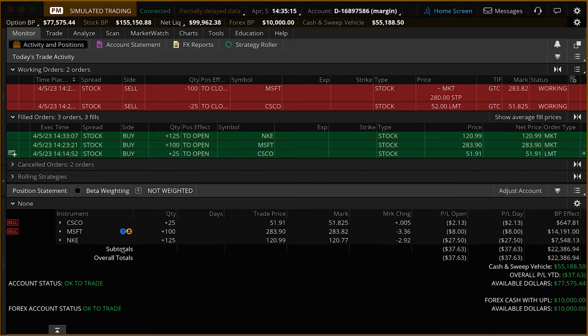Okay, now one great feature of thinkorswim paperMoney here is that if you ever make a mistake, we have the capability of correcting that. Now what I've done here is I've actually put in a position for Nike. I filled this order and I did not mean to buy this stock. I didn't mean to buy 125 shares.